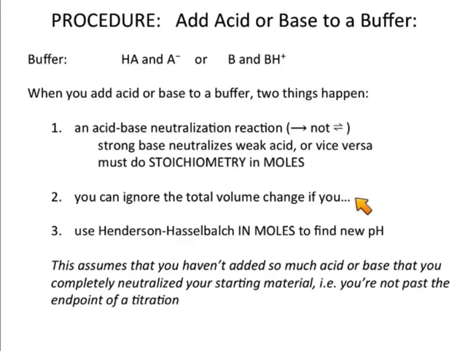The total volume changes, but you can ignore that if you use Henderson-Hasselbalch in moles to find the new pH. Another caveat is you can't be past the equivalence point, right? So your strong acid or strong base needs to be the limiting reagent. If it's the other way around, then you've blown the whole buffer away, and now you have a whole different solution, which we'll get to later, how to calculate the pH of that. But here we're hoping that we still have some buffer left, so you can't add more strong acid or strong base than you have buffer.